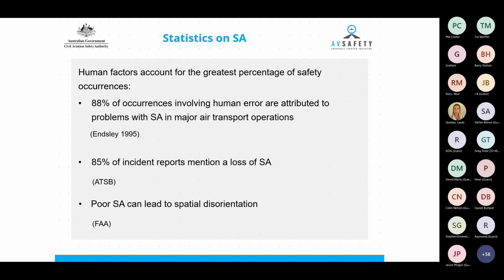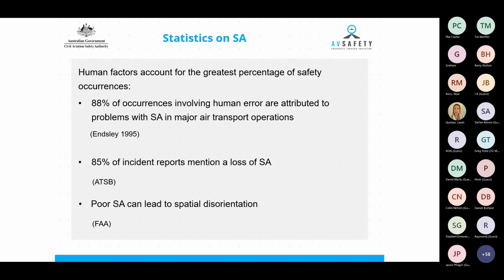And lastly, from the FAA in the US, they've seen that poor situational awareness can lead to things like spatial disorientation. And spatial disorientation doesn't necessarily mean that you've entered cloud and you've lost control of your aircraft, for example. It could just mean that you're a little disoriented or confused about the situation that might be happening around you. And generally that's a result of poor situational awareness, either a problem with developing it, or a problem with losing or degrading the SA over a period of time once you've built that.